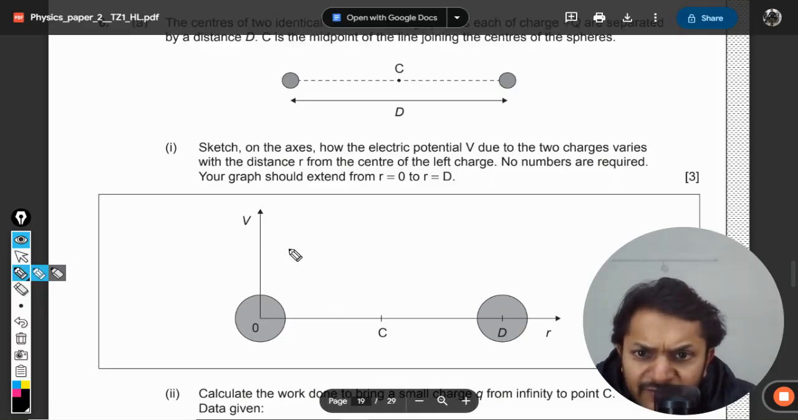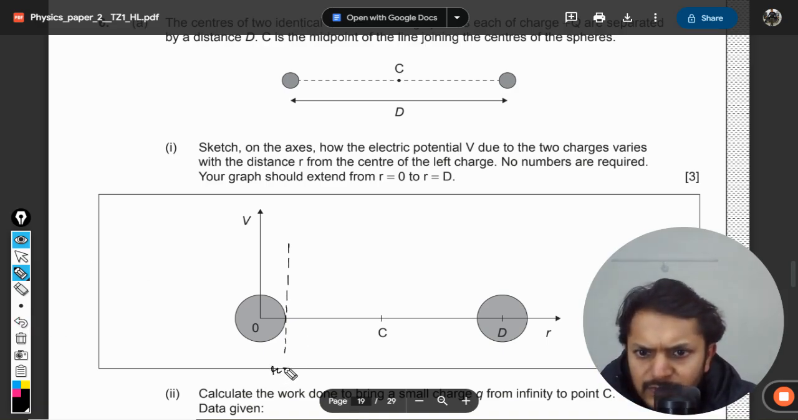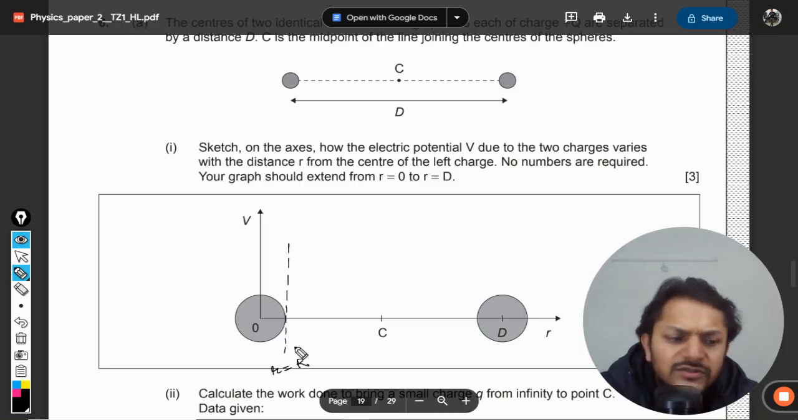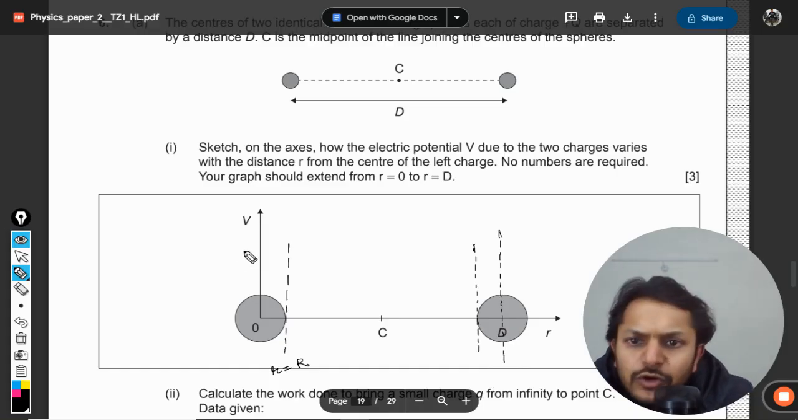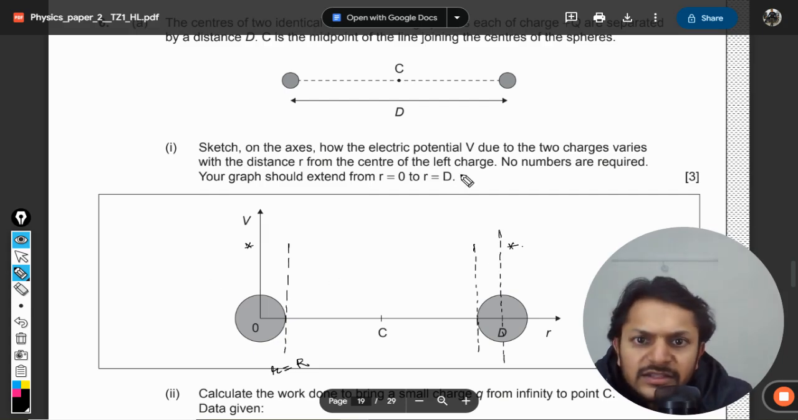Okay, so what is happening? We have to be very careful here. Like at this point, this is like small r is equal to the radius, or you can say capital R, but it is not given, so we can just assume it to be capital R. And we have to be careful for this region also. And this is x is equal to D. So we want to make a graph from x is equal to 0 to x is equal to D. And the graph will be about the potential.